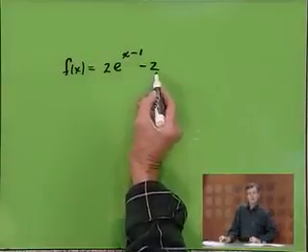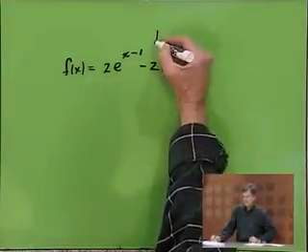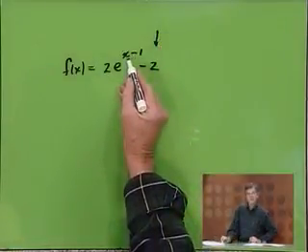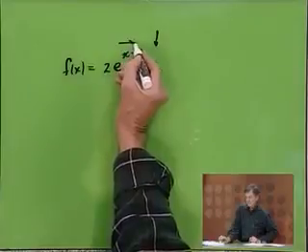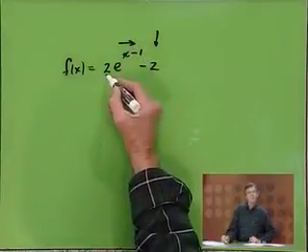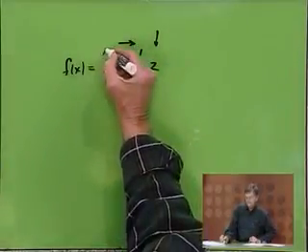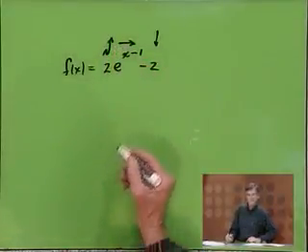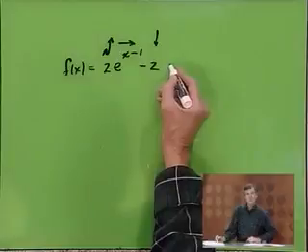When I subtract 2 on the outside, that's going to lower the graph 2 units. And when I subtract 1 directly on the x, that's going to shift it to the right 1 unit. And when I multiply by 2, that's going to be a stretch. So it's going to double the altitude of the points, or stretch them away from the x-axis.